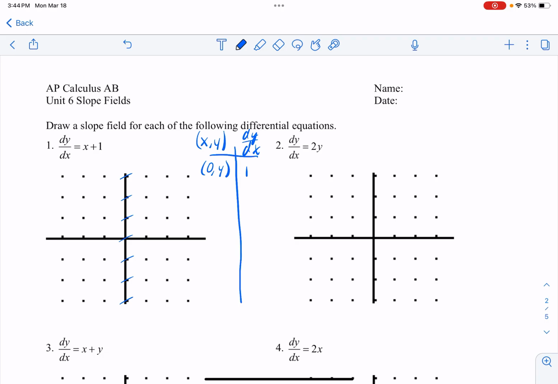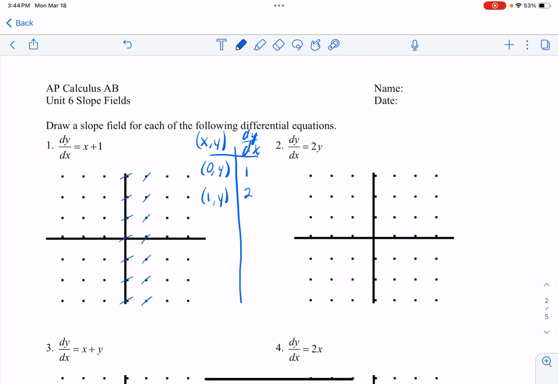Technically, a slope of 1 is like that. It's from one point to its diagonal point. But that's not what we're concerned about. We're more concerned about the slopes in relation to each other. So, for instance, when x is equal to 1, dy/dx is equal to 2. So I just need to make sure that when x is equal to 1, these slopes are all steeper than the ones when x equals 0.